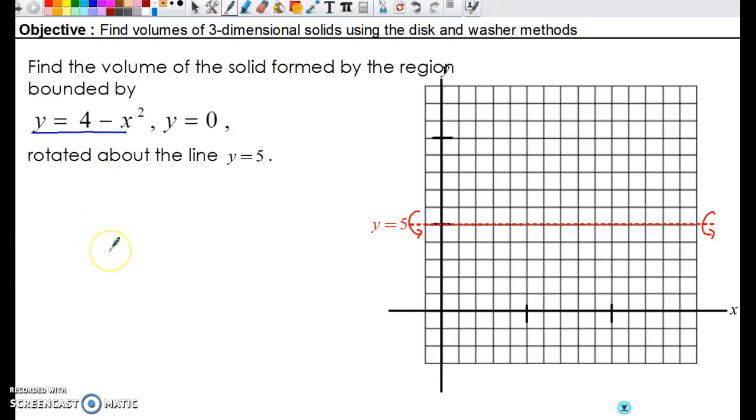4 minus x squared will look something like this. 4 minus negative 2 squared would be 4 minus 4, that's 0. 4 minus negative 1 squared is 3. 4 minus 0 squared is 4. 4 minus 1 squared is 3. 4 minus 2 squared is 0. And there's my first line. And of course it goes farther down than this. But it's a parabola opening downwards with vertex at 0, 4. And the other line that's bounding it is y equals 0.